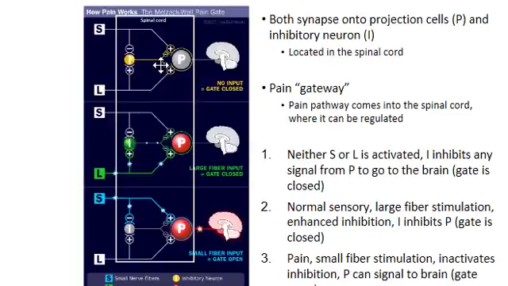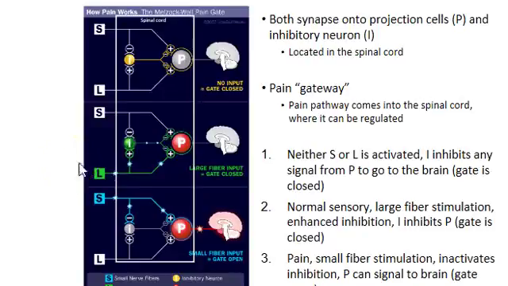In the top panel, neither the S nor the L fibers are stimulated. The interneuron is activated and therefore releases GABA, which will act on the projection neuron. It will then hyperpolarize the projection neuron, and then no signal will be sent to the cortex, and thus no perception of pain will be felt. In other words, the pain gateway would be closed.